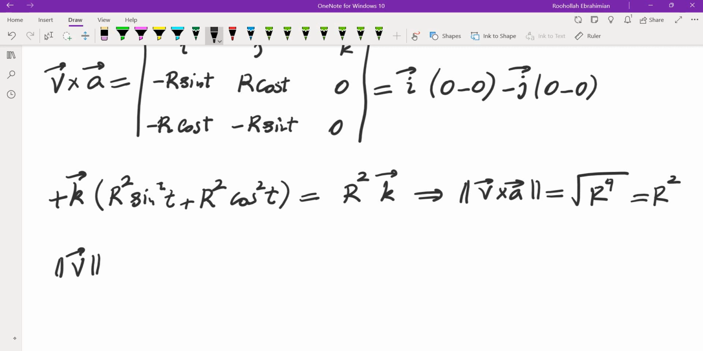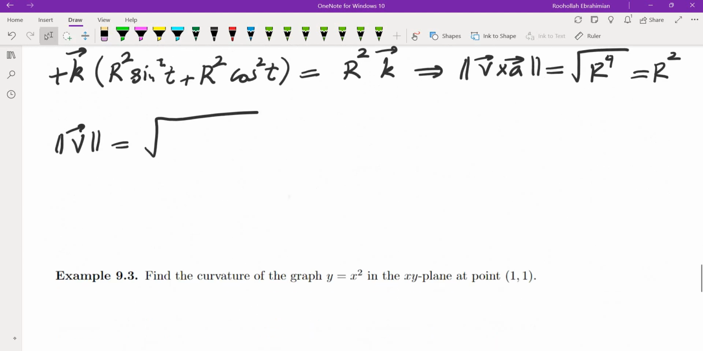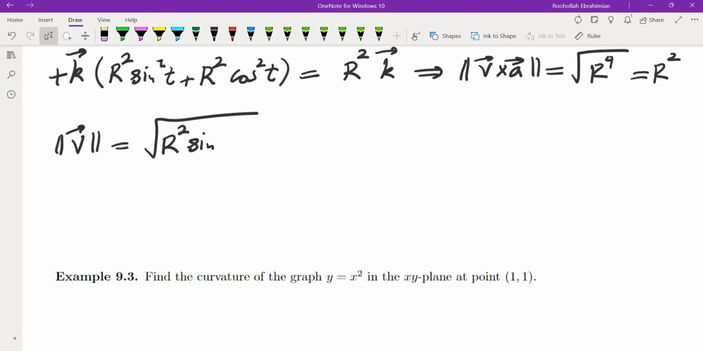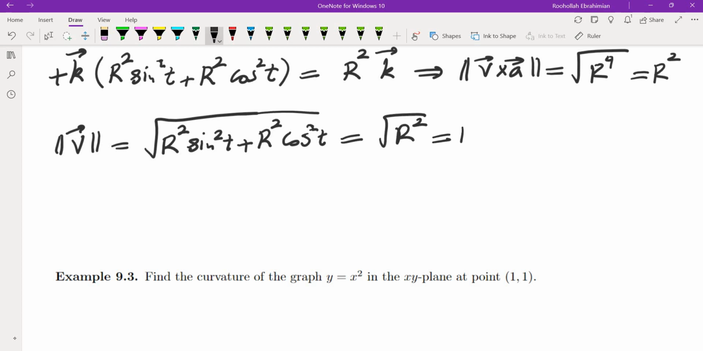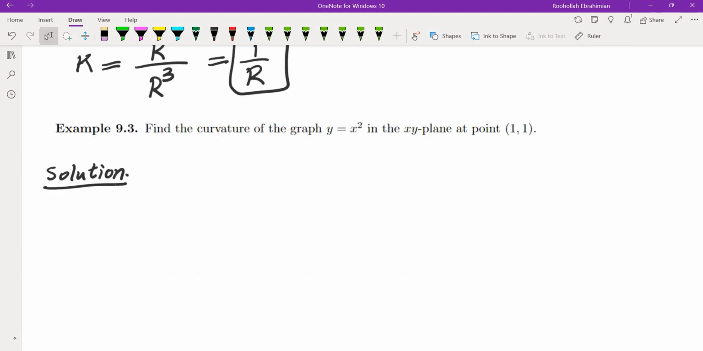So magnitude of v is going to be square root of, so v is given as minus r sine t, r cosine t. So squaring those, we get r squared sine squared plus r squared cosine squared, and then 0 squared. So that would be root r squared, which is r. So curvature is going to be magnitude of v cross a, which is r squared, divided by magnitude of v cubed. So that's 1 over r. So this would be the curvature of a circle. Does it match with our intuition? Yes. The larger the radius, the smaller the curvature, because it bends slower.